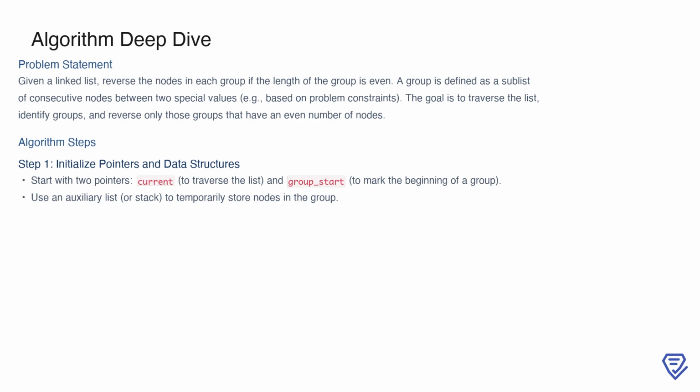odd-sized groups untouched. To get started, we initialize two pointers, the current pointer to iterate through the list, and the group_start pointer to mark the starting node of the current group. Additionally, we'll use an auxiliary data structure, such as a list or stack, to temporarily store nodes from the current group, which will help us efficiently reverse them later if needed.